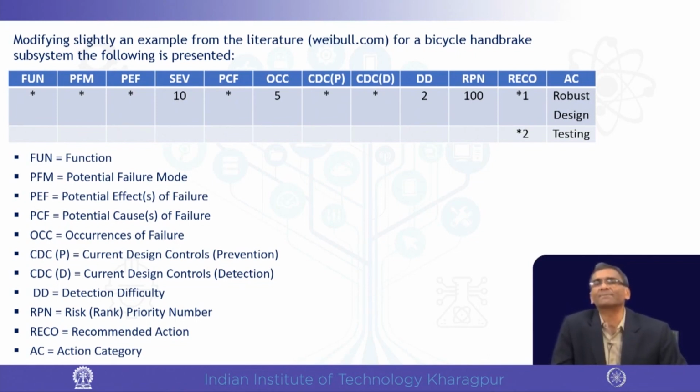This slice of the format is presented here. The first column is function, that is the function of the part, what exactly it does. Then potential failure mode, potential effects of failure, potential cause of failure, OCC, occurrence of failure, current design control, current design control detection, detection difficulty, RPN, risk priority number, recommended action, which I just now mentioned, what to do, and finally to understand which action category it comes to.